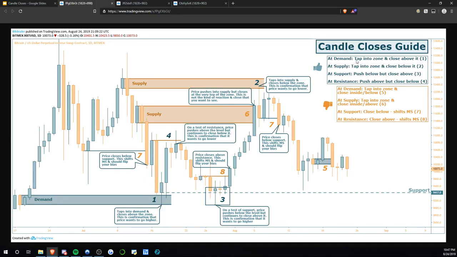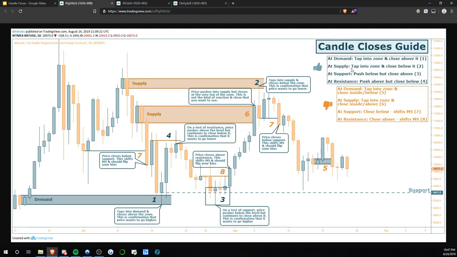At demand, you want to see a tap into the zone and close above it, and that's number 1. As you can see here, we have this demand zone. Price taps into demand and closes above the zone. This is confirmation that price wants to go higher. So what did price do? Tapped into the zone, closed above it, price goes higher, right?